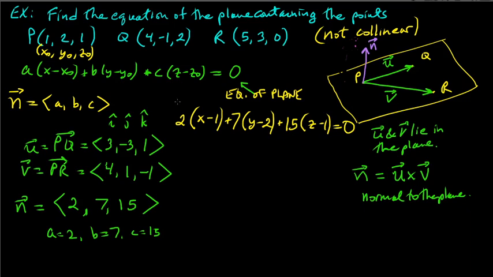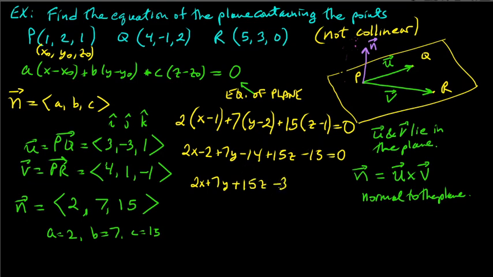And, well, maybe we should multiply it out, right? So 2x minus 2 plus 7y minus 14 plus 15z minus 15 equals 0. And then 2x plus 7y plus 15z, and then we have negative 2 minus 14 is negative 16. Negative 16 minus 15 is negative 31. So that's our standard equation of the plane, standard form.